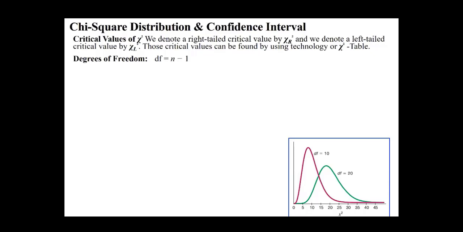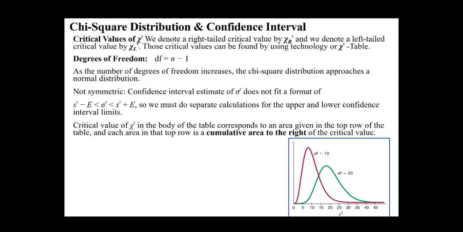As you can see, when the degrees of freedom get larger, the distribution gets a little bit more symmetric. And of course, don't forget the total area under the curve is always 1 because it represents the probability. As the number of degrees of freedom increases, the chi-square distribution approaches a normal distribution, but it is not symmetric.